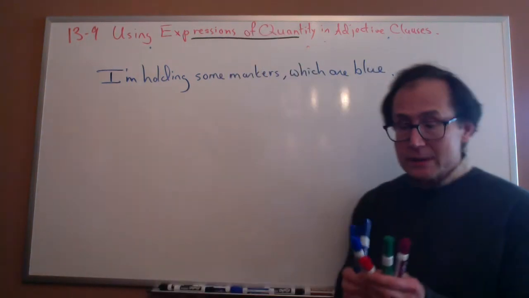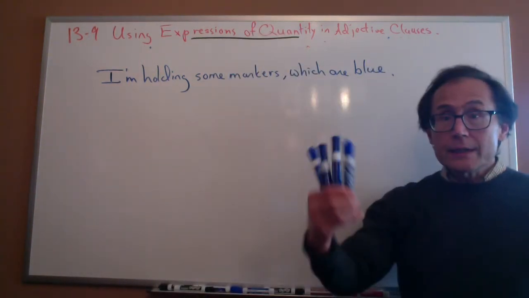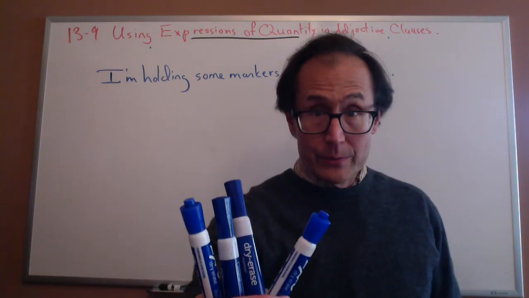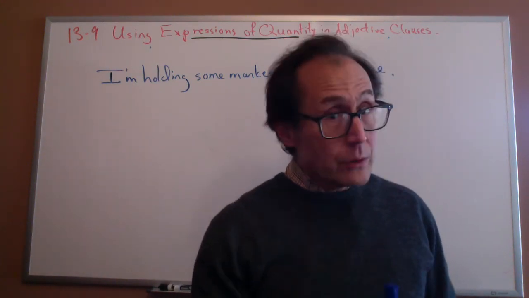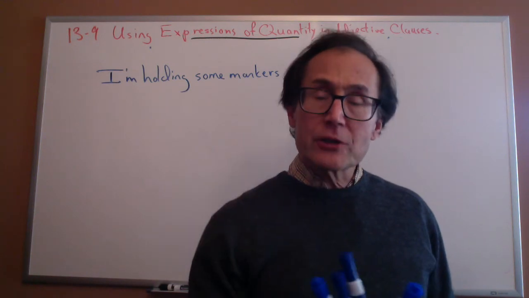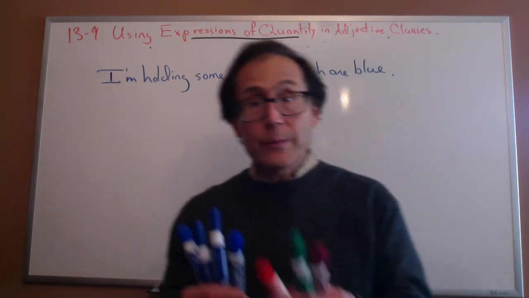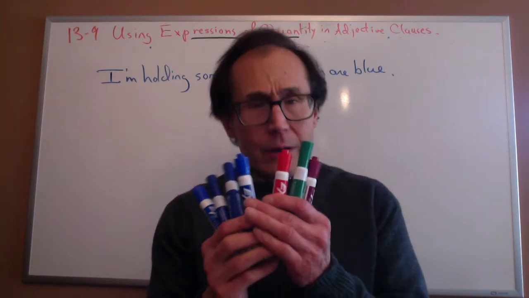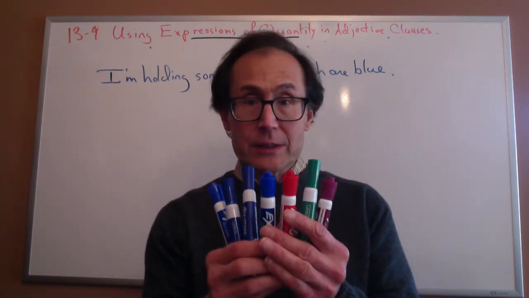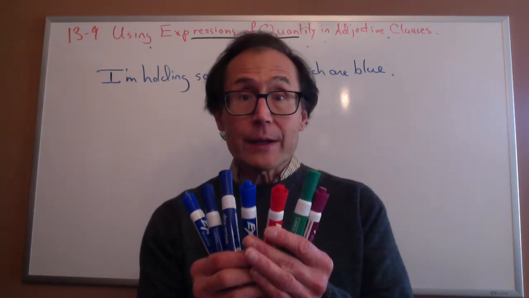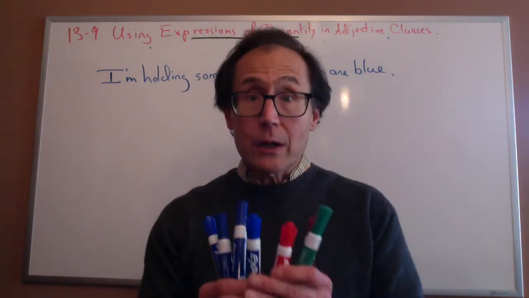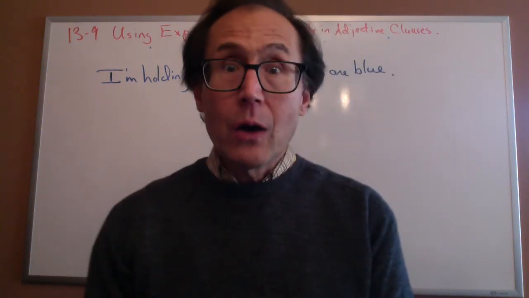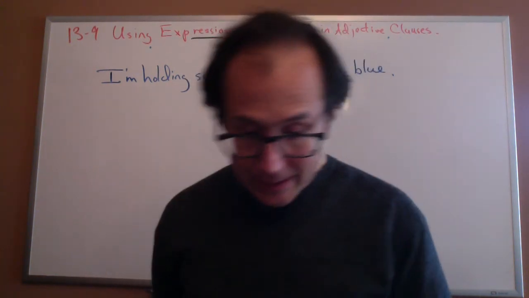If I say I'm holding some markers which are blue, it sounds like they're all blue. When an English speaker hears, I'm holding some markers which are blue, it sounds to the English speaker like they're all blue. So, how do I talk about this situation? How do I talk about it when some of them are blue? Here, only 4 of them are blue, but not all of them. Well, let's talk about that.